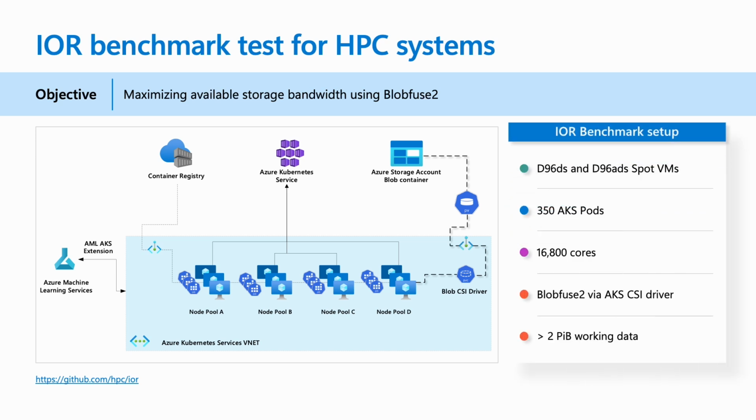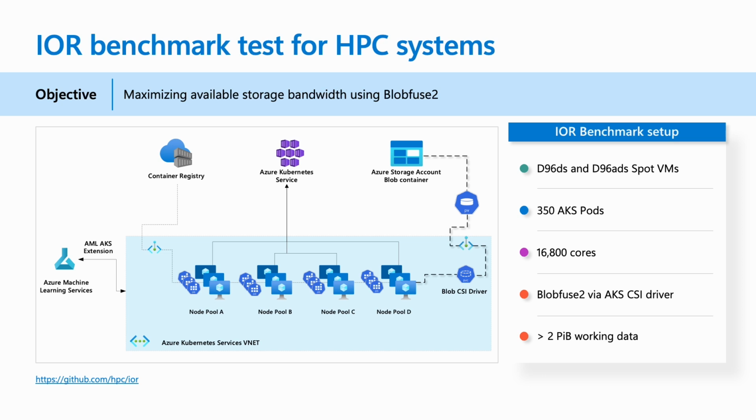Right. So here's an overview of what we did. We just took an AKS cluster. We actually had spot VMs because we didn't want to disturb customer environments. This was an experiment that we're trying to understand. So we took a lot of D96 DS and ADS spot VMs. We took about 350 of them as jobs to run. That's almost 70,000 cores right there. And we used BlobFuse via the AKS CSI driver. And we worked with around 2 petabytes of data.